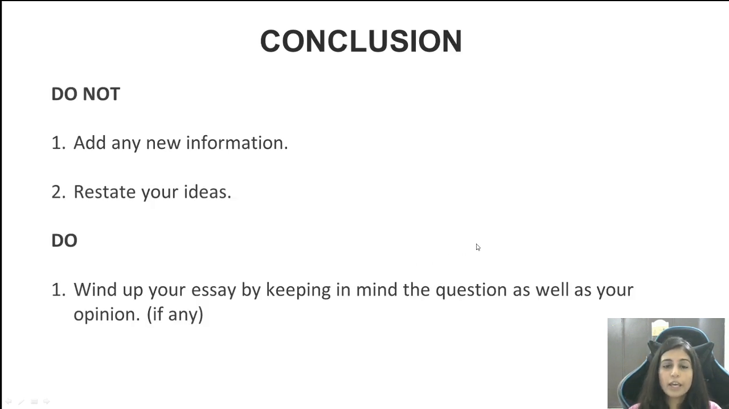Today, this is the new thing, conclusion kaise likhna hai. How do we write our conclusion? So there are two don'ts. Do not add any new information. You should not be adding any new information in your conclusion.